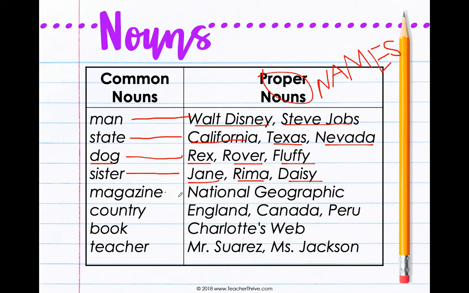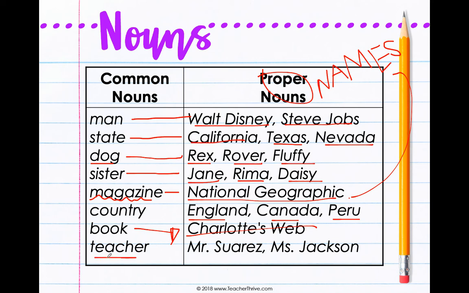Think about a magazine. A name of a magazine would be like National Geographic. Guys, think about Storyworks or Scholastics. Those are names of magazines, okay? They're all magazines. So that's why the word magazine is a common noun. But when I start talking about their name, see, names, that's when they are a proper noun. Country: England, Canada, Peru. We live in the United States. Books. Oh, guys, there are lots of books. You read this one in 3rd grade, Charlotte's Web. That's the name of the book. So it is a proper noun.